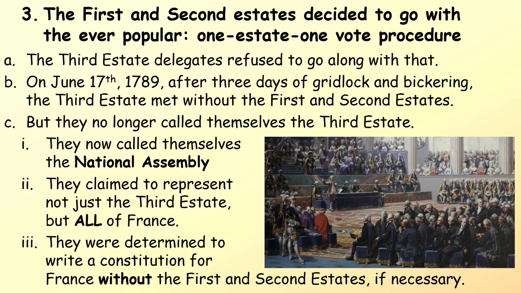The First and Second Estates decided to go with the ever-popular one estate, one vote procedure. The Third Estate delegates refused to go along with that. And on June the 17th, 1789, after 3 days of gridlock and bickering, the Third Estate met without the First and Second Estates. But they no longer called themselves the Third Estate. They now called themselves the National Assembly. And they claimed under this name to represent not just the Third Estate, but all of France. And they were determined to write a constitution for France without the First and Second Estates if necessary.